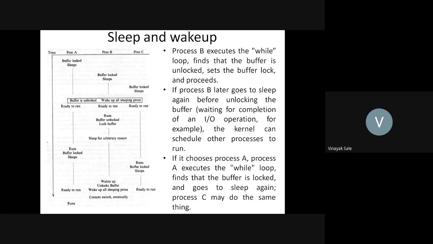If process B later goes to sleep again before unlocking the buffer, that is, waiting for completion of input output operations, the kernel can schedule other processes to run. If it selects process A, process A executes the while loop, finds that the buffer is locked and goes to sleep again. Process C may do the same thing.